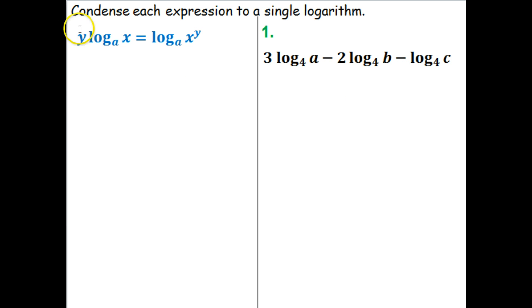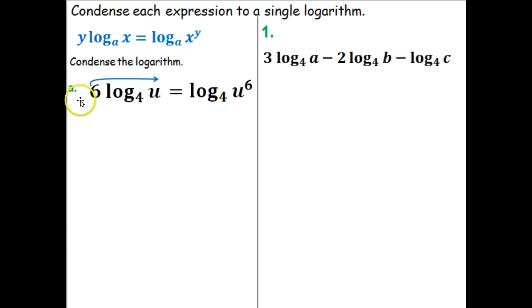The rule states that if there's anything out in front here, we can move this to become an exponent. Okay, so let's look at an example. We've got this 6 way out in front here, we can move to become the exponent of that u. And if we do it, it will look like this. See how we moved that? We had that 6 out in front. We moved it all the way to be the exponent of this u. This is the condensed form right here.